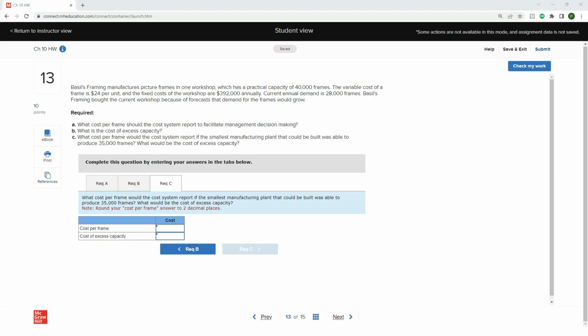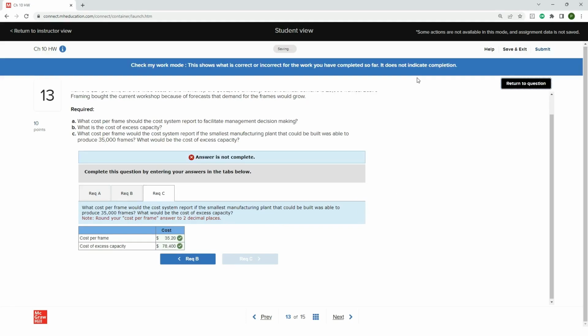So that's in contrast to the prior question where they divided the fixed cost by the number of units demanded, not the practical capacity. So for this one, just put $35.20 as the cost per frame and the excess capacity cost as $78,400. So you can get the full points for this question.